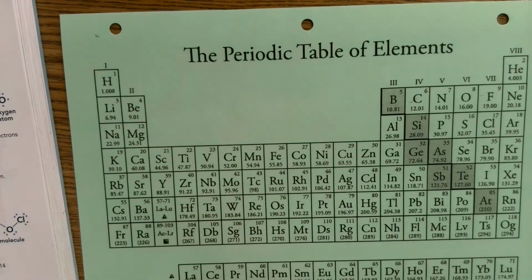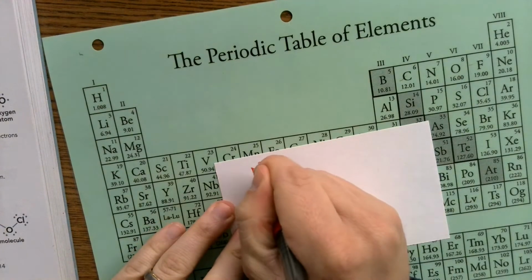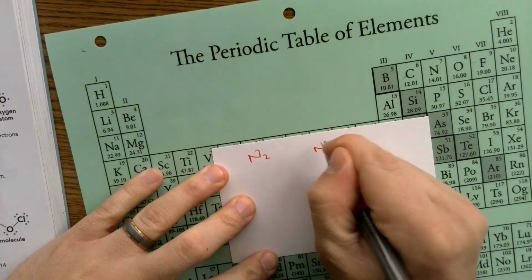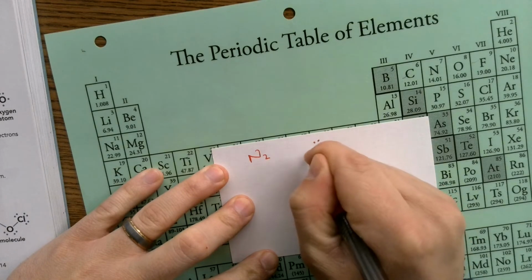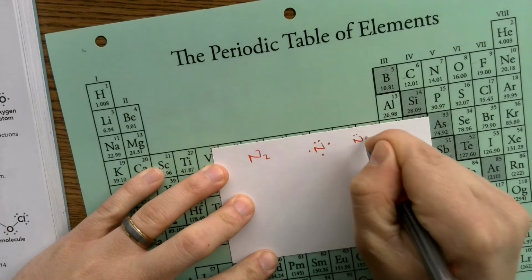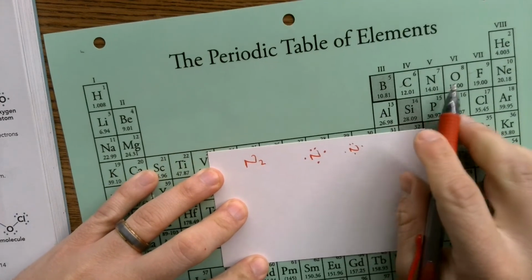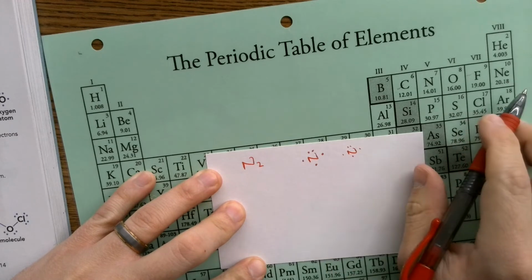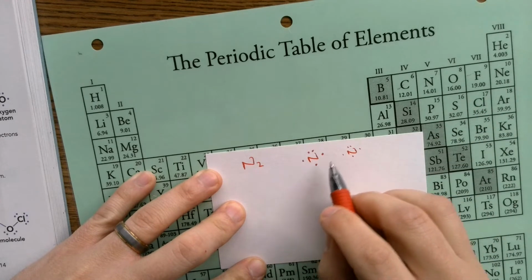Actually, let's just do one more for the sake of it. Let's say we have nitrogen, N2. All right, nitrogen has 5 electrons around it, and it wants to form 3 more bonds. So 1, 2, 3. It wants 3 more electrons to be like neon's configuration. So it's going to want to form 3 bonds.